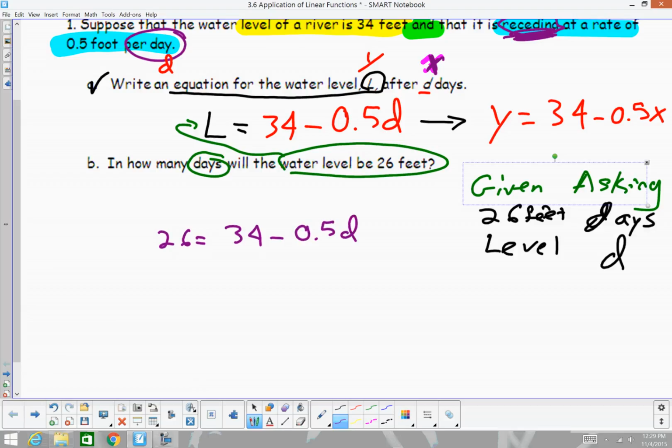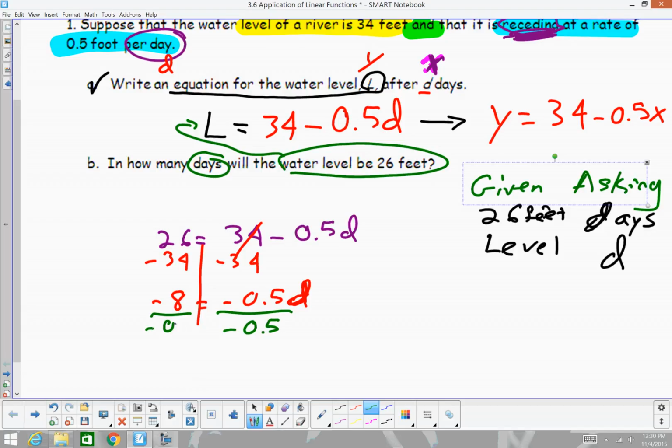Now that looks like a simple multi-step equation that we've worked on for weeks. So the first thing you want to do, if you want to draw your river, subtract 34 from both sides. I'm going to be left with negative 8 equals negative 0.5 D. Good. Last step, I'm going to divide both sides by negative 0.5. Negative 8 divided by negative 0.5 is 16. So that cancels out, and I'm left with D.